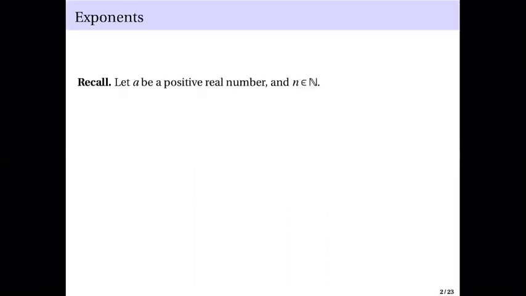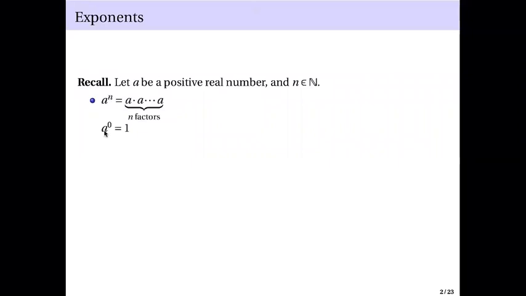So let us start with this recall. We let a to be a positive real number and n to be any natural number. So meaning n equals 1, 2, 3, etc. Or simply n is a positive integer. Okay? And then we defined before a to the n to be a times a times a times a. We have n factors here. So a is multiplied with itself n times. So this is a to the n.